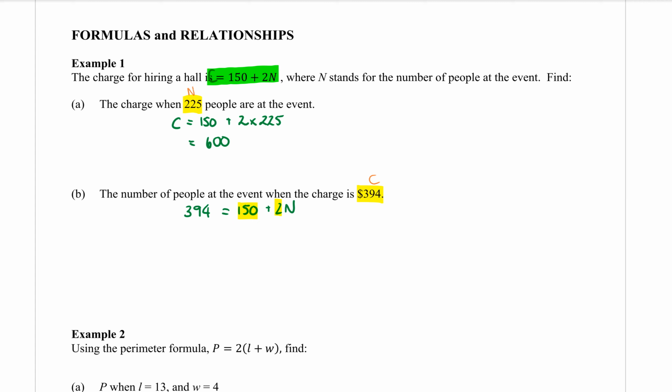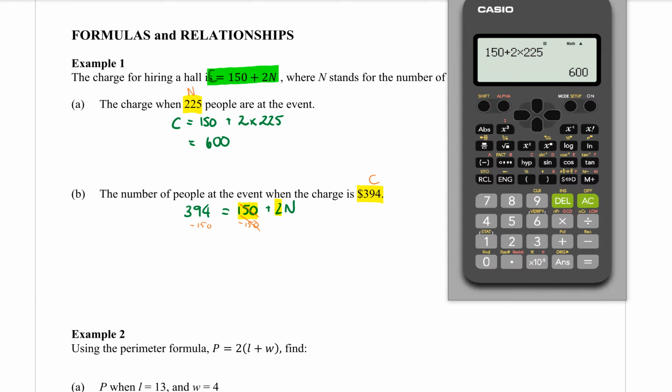So of those two numbers, which one should go first? The 150. So the opposite is minus 150, to get rid of that. Then we can use our calculator to do the 394, take away the 150, or you can do it without it. So that is 244. I'm also going to switch sides because I prefer my n to be on the left.